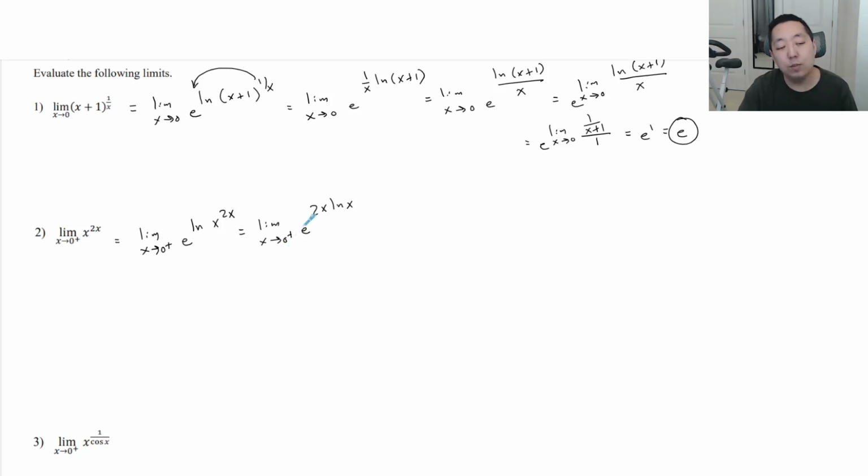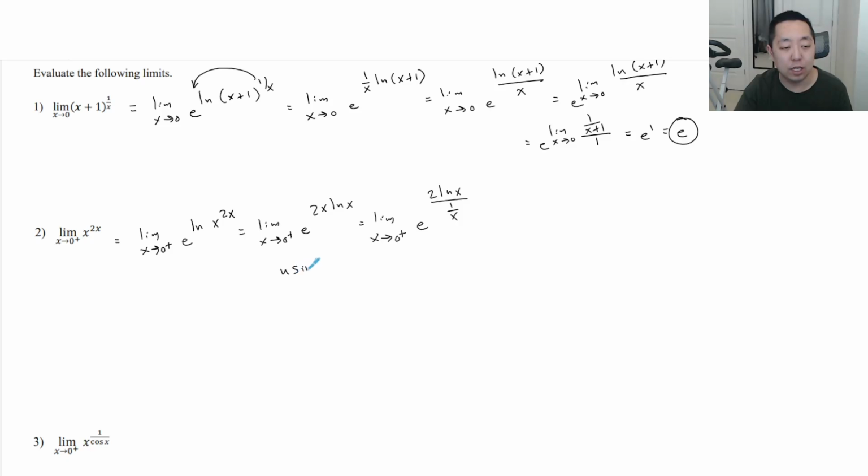Now, if you plug that in, this would be 0 times ln of 0 from the right, which is negative infinity. When you get one of those, you're supposed to move one factor to the denominator. In practice, we usually leave the natural log alone and move the x down to make it 1 over x. That way, when I plug in 0 from the right, the natural log goes to negative infinity, and 1 over 0 from the right is positive infinity. So that's an infinity over infinity.